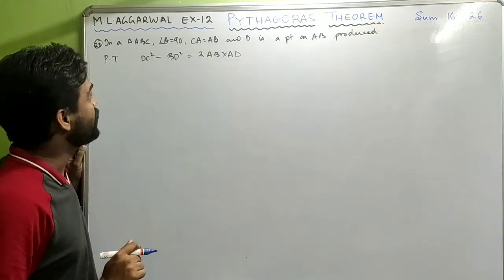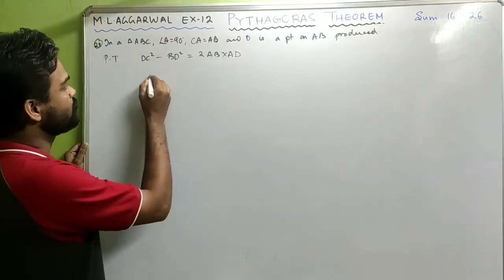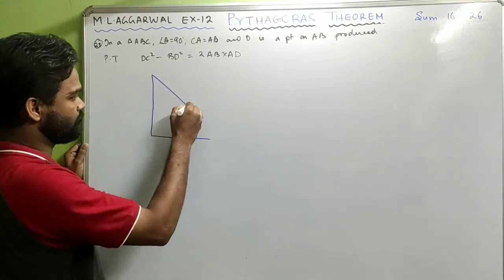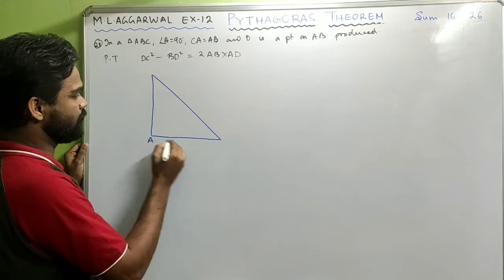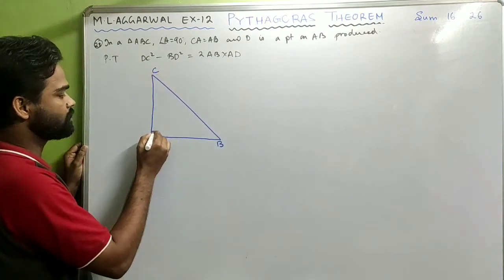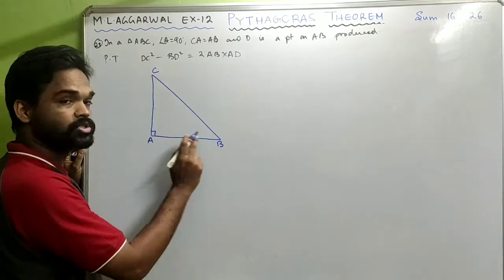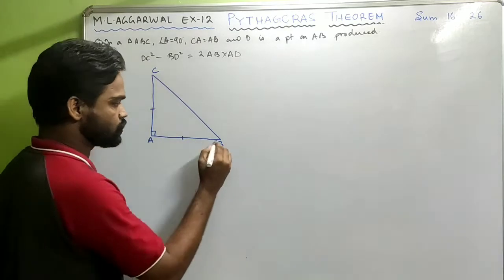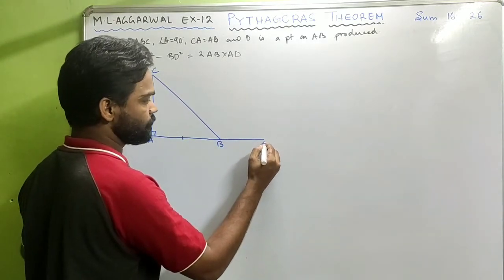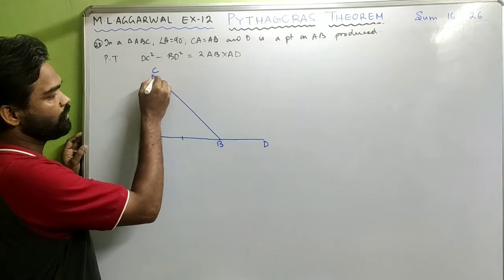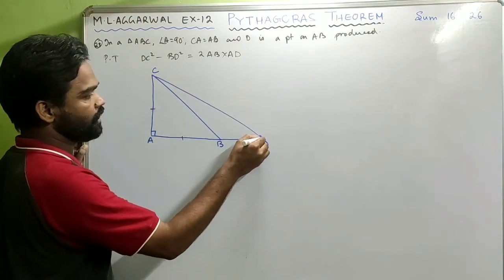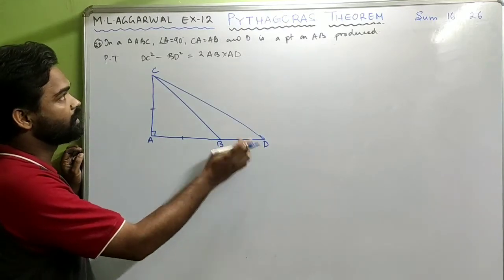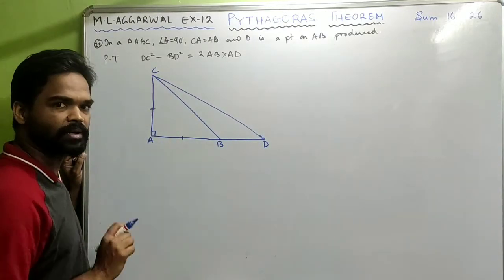Now look at sum number 25. In a triangle ABC, we'll draw the diagram also. Angle A is 90 degrees. So this is your A, B, C. This is 90. CA equals AB, so these two sides are equal. And D is a point on AB produced. So you produce this AB. Suppose D is this point. We'll join CD. Prove that DC square minus BD square is equal to twice of AB multiplied by AD.